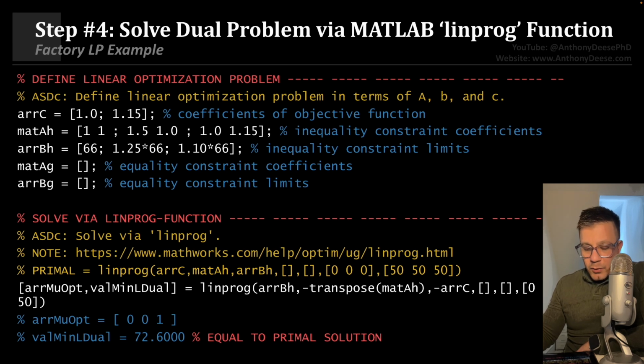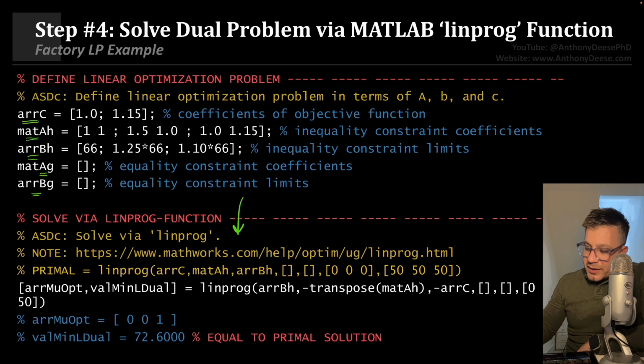Not much to say here. We can quickly explain it. So we define our coefficients of our primal objective function. We define A sub H and B sub H. Those are the parameters that populate our inequality constraint. And then A sub G and B sub G, right? Those are both null because we don't have any equality constraints. And then we can just plug these into the linear programming function.